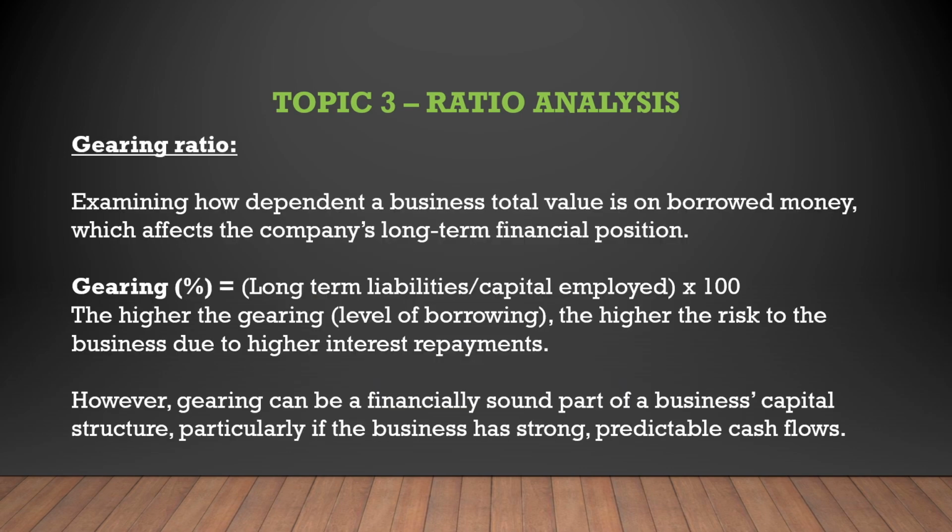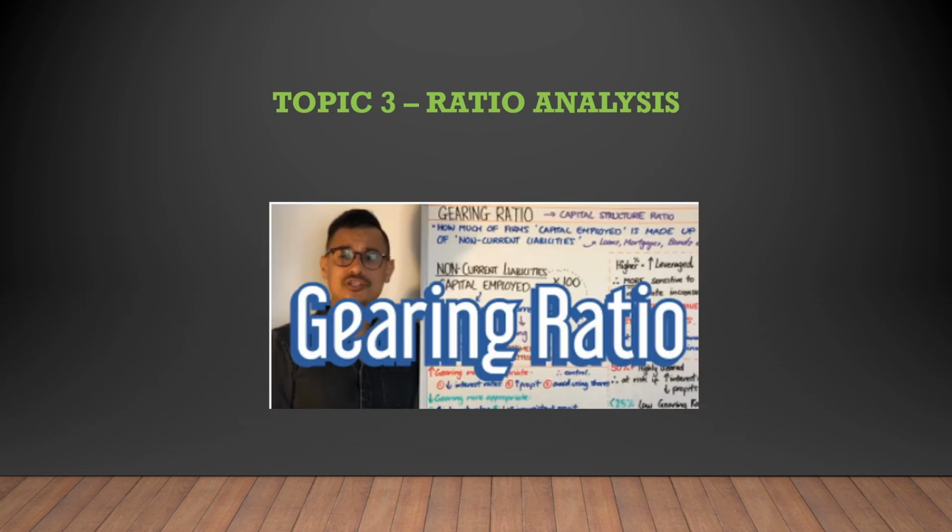Gearing ratio, examining how dependent a business's total value is on borrowed money, which affects the company's long-term financial position. Gearing as a percentage equals long-term liabilities divided by capital employed times by 100. The higher the gearing, the level of borrowing, the higher the risk to the business due to higher interest repayments. However, gearing can be a financially sound part of a business's capital structure, particularly if the business has strong, predictable cash flows. More details on the gearing ratio, click the card up there.